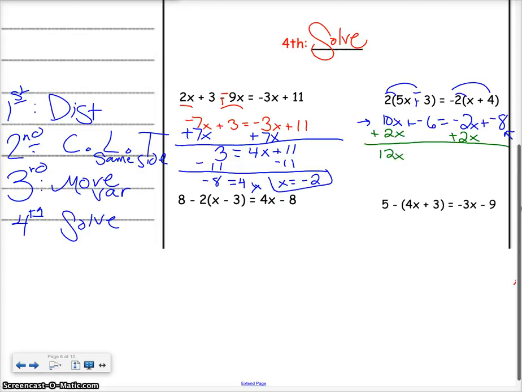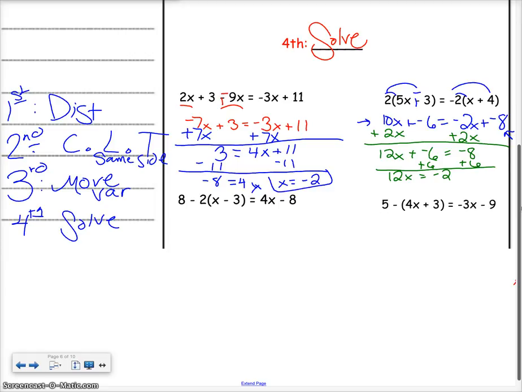12x plus a negative 6 is equal to negative 8. How do you move that negative 6? Addition. Addition it. So I'm going to plus 6, plus 6. You're going to get a fraction for an answer. I see it now. 12x equals negative 2.